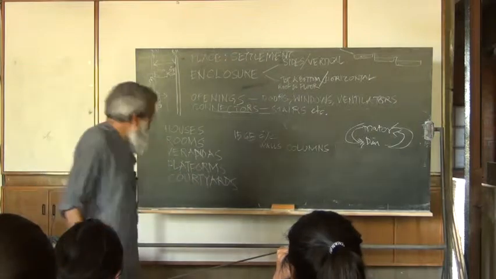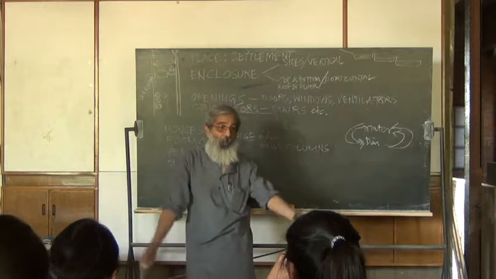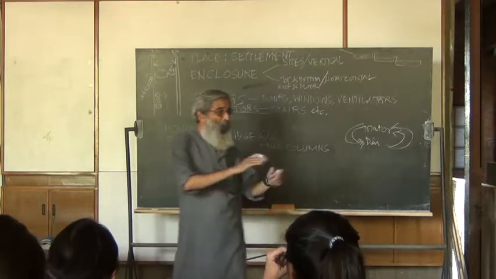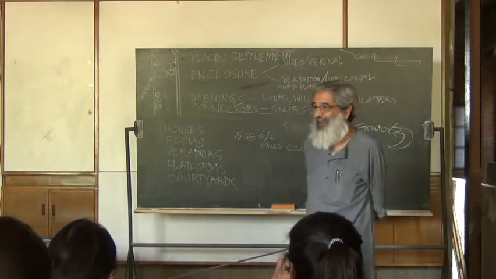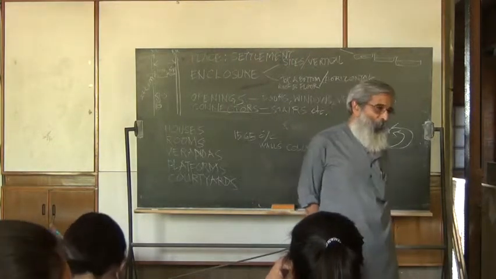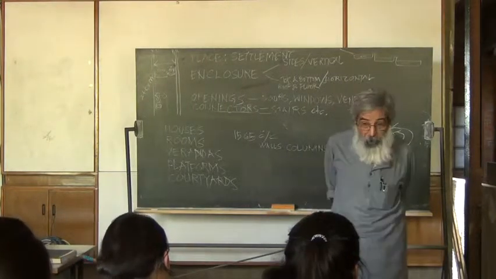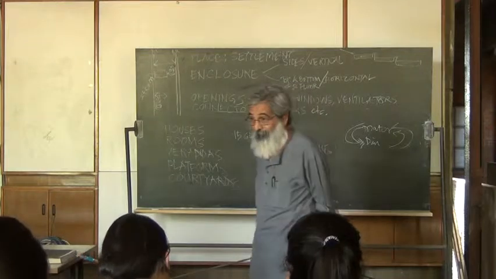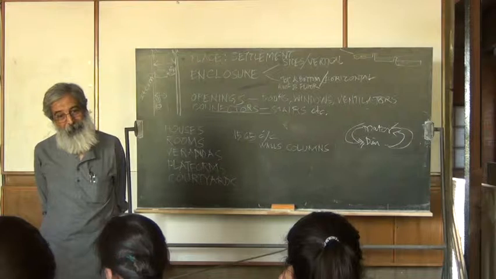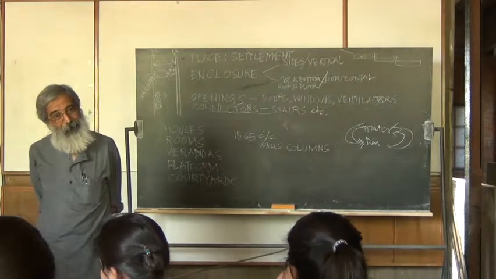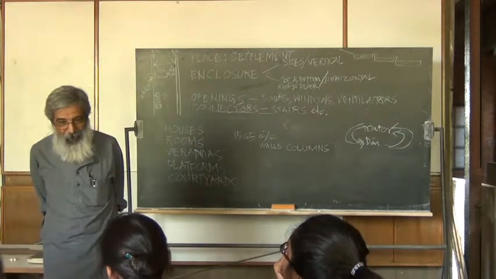We have talked about vertical elements. What about horizontal elements? Roofs and floors. They will also have a material, and they will also have a dimension. And the principle is minimum wastage. You will decide accordingly.